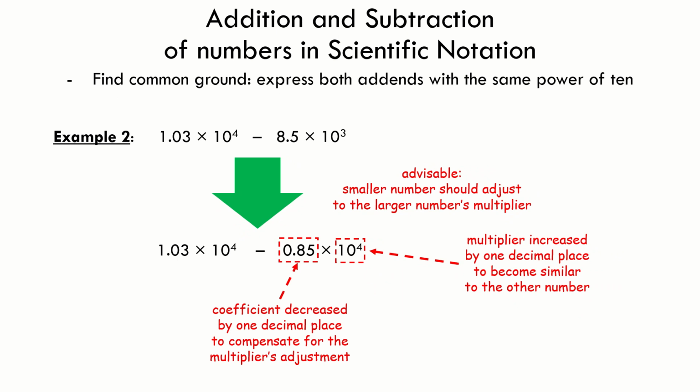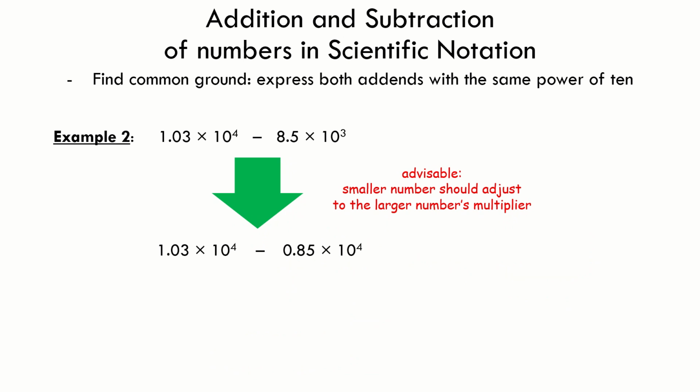Tapos yung coefficient natin, kailangan niyang bawiin yung adjustment ng ating multiplier. Dahil lumaki ang ating multiplier by 1 decimal place, kailangan nating paliitin ang ating coefficient by 1 decimal place para lang ma-preserve natin yung tunay na value ng number. At dahil pareho na ang ating multipliers, pwede na natin silang i-subtract. 1.03 minus 0.85, that is 0.18. Tapos kokopyahin lang natin ang ating multiplier na 10 to the 4th.